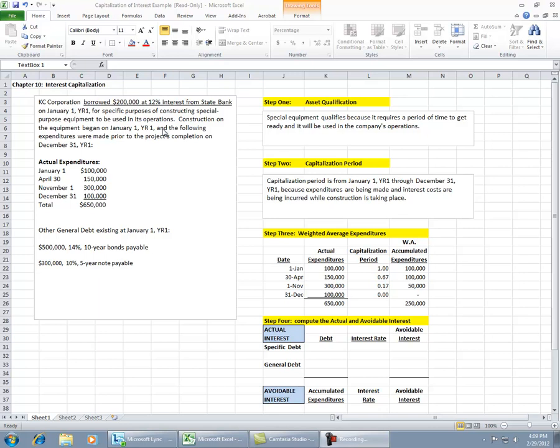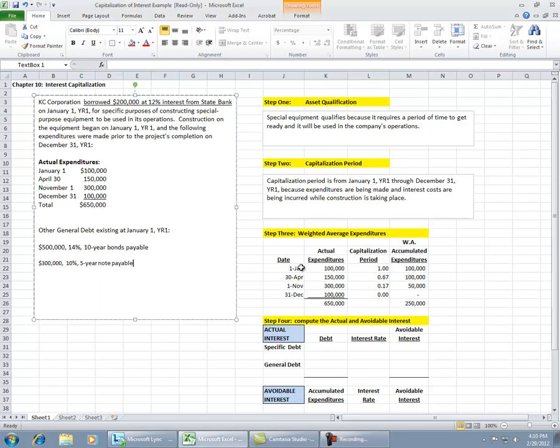The capitalization period begins when the expenditures for the asset have been made, activities for readying the asset are in progress, and interest costs are being incurred. So capitalization will continue as long as these three are present. It will end when the asset is substantially complete and ready for use. In our case, the period will run from January 1 through December 31st because expenditures are being made and the interest costs are being incurred while construction is taking place.